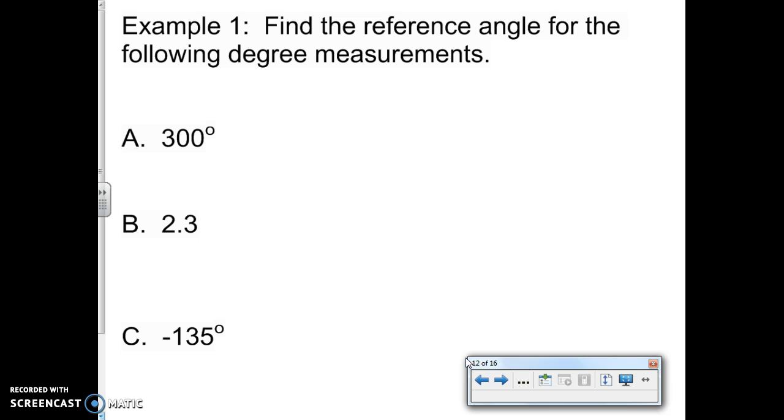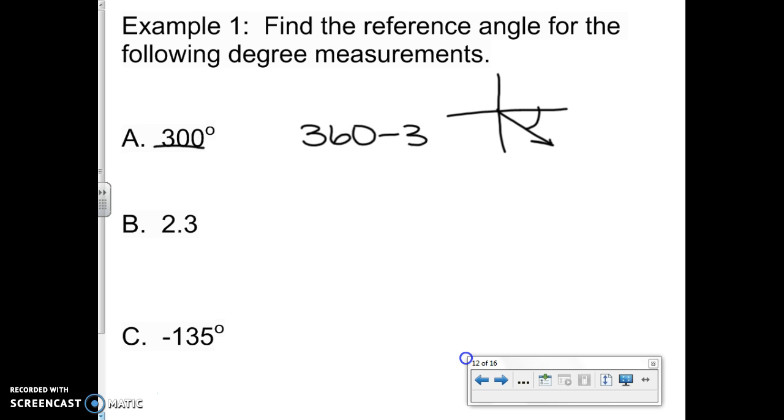Reference angle for the following degree measurement. So this one is currently sitting, what quadrant is this one in? 4. So 300 degrees, it's going to be right here. So my reference angle is there. 60, very good, because the full way around would be 360. So I do 360 minus 300, and I get 60 degrees. So we would use a reference angle of 60 degrees.